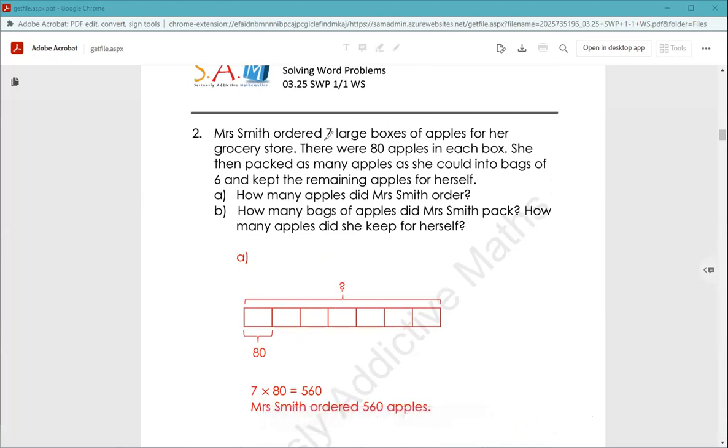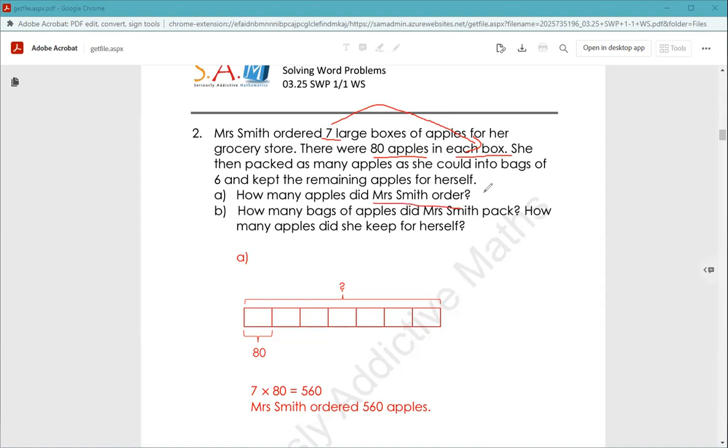Mrs. Smith ordered 7 large boxes of apples for a grocery store, and there were 80 in each box. So 80 apples in each box, and then there were 7 boxes. So she then packed as many apples as she could into bags of 6, and kept the remaining apples. So the first thing they need to find out is how many apples did Mrs. Smith order?